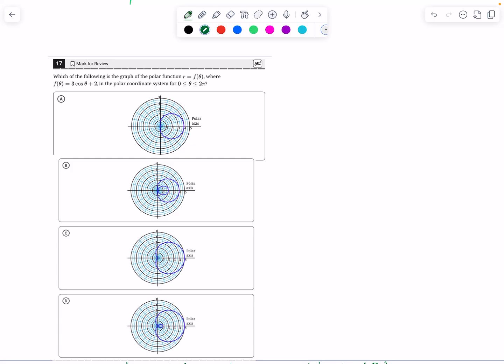Which of the following is the graph of the polar function r equals f of theta, where f of theta is 3 cosine theta plus 2, in the polar coordinate system for 0 is less than or equal to theta is less than or equal to pi? So let me rewrite this function out.